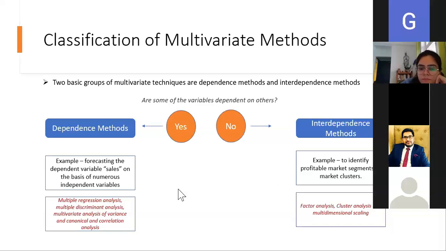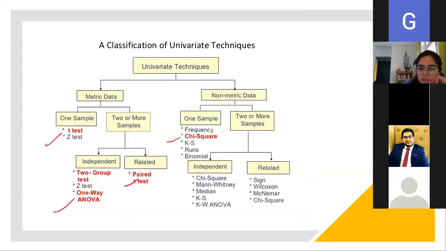Will we get numericals on chi-square and all, or just the theory part? You can get a numerical on ANOVA, on chi-square. Yes, that can come. So just revise all the concepts you have learned.